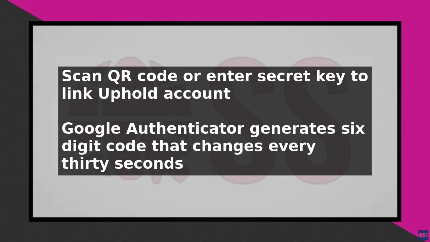To complete the setup, go back to the Uphold website and enter the 6-digit code generated by Google Authenticator. You may also be asked to enter your Uphold account password for verification. Once you have entered the code and password, click on the Verify button to complete the setup. You have now successfully linked Uphold to Google Authenticator.